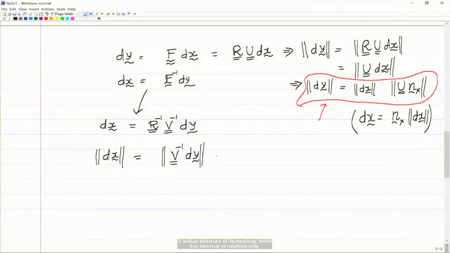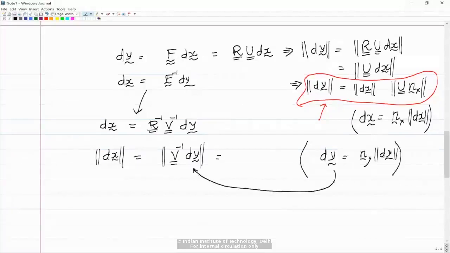Okay, and then if I write dy as ny, okay, so ny is the deformed orientation, the orientation of the deformed line element, and then mod of dy. If we write it like this, then you put this dy over here, and what you will get is mod dy into V inverse times ny.